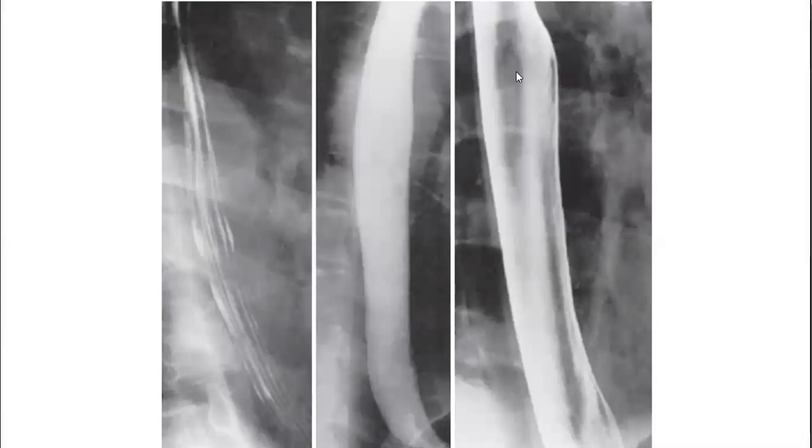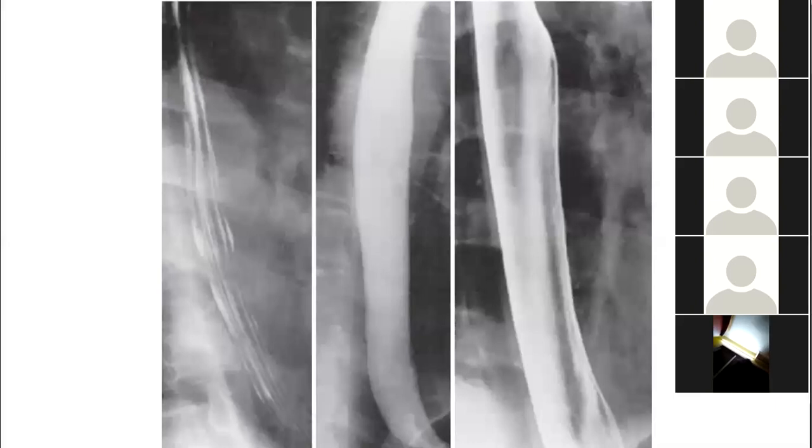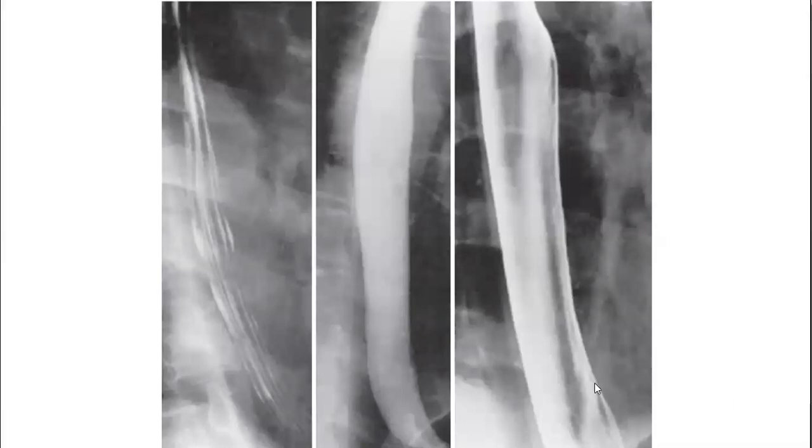And the double contrast, where we have air also and the mucosa coated with thick barium, is best for visualizing subtle mucosal changes and also lesions like ulcers and polyps, right? So these are the three different types of images that we talk about. And these are applicable for all barium studies, not only swallow. So let's go to the next.